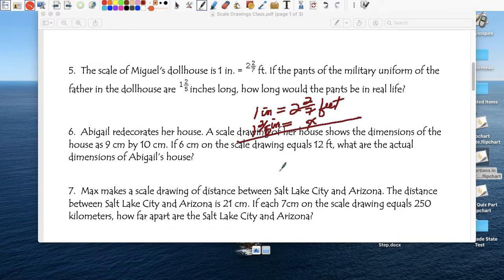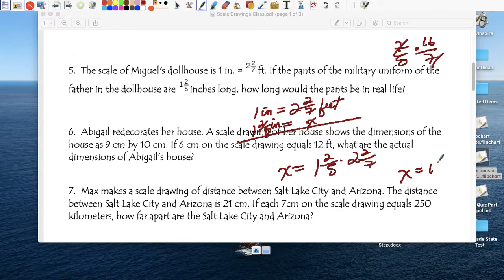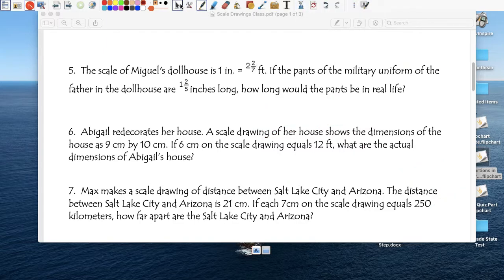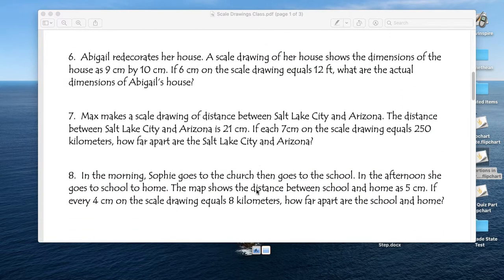So cross multiply, we got x. And then multiply 1 2/5 times 2 2/7. Let's multiply that. So that's 7 over 5 times 16 over 7. So 16 over 5 or 3 1/5 feet. Okay. So now we're doing 6. I think I'm going to pick the odd numbers.